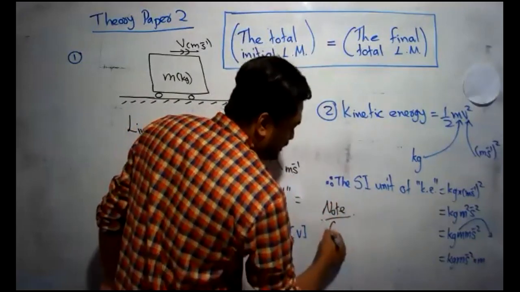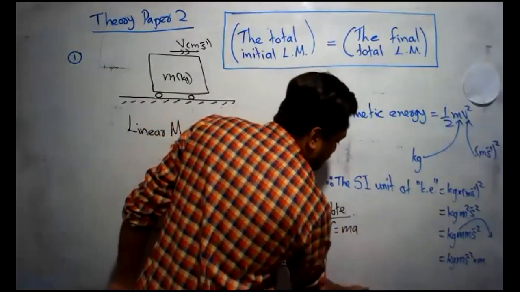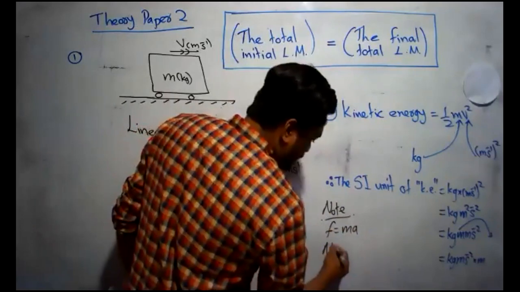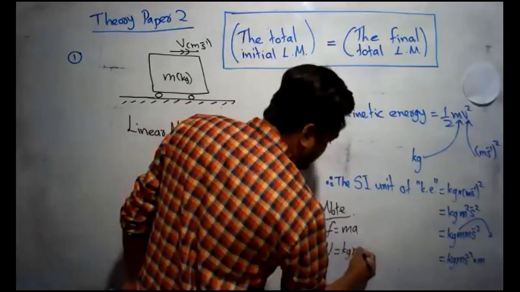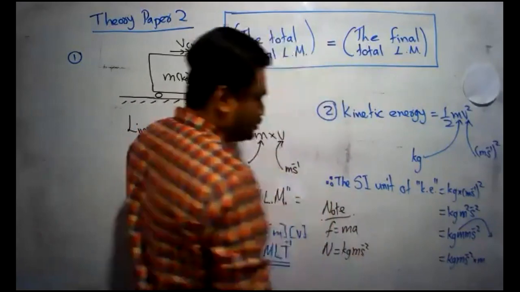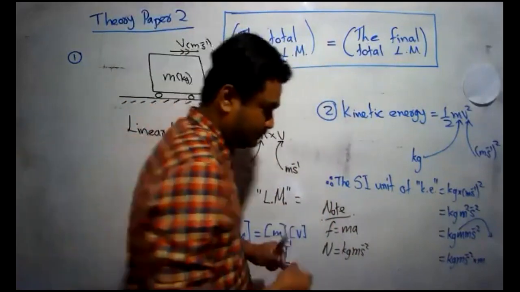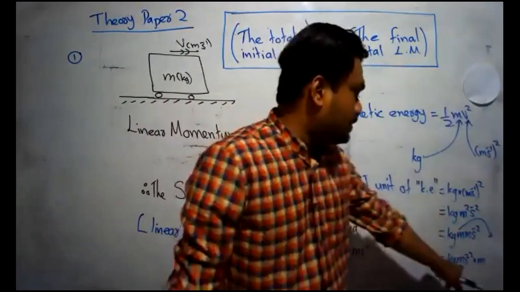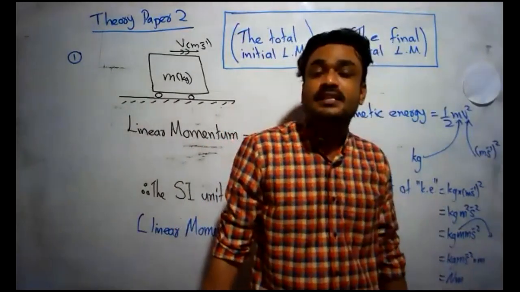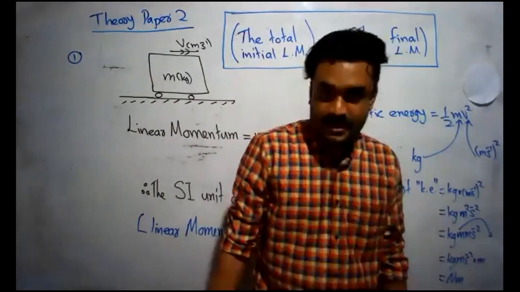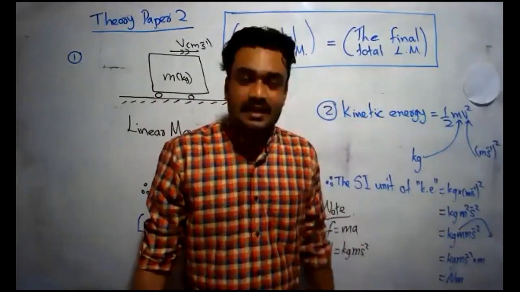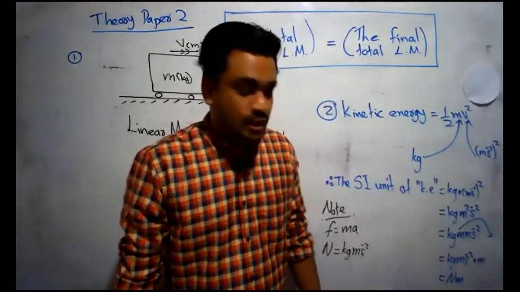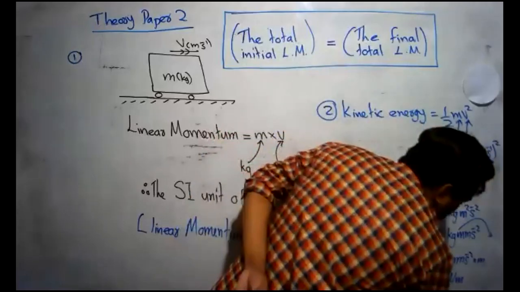Do you remember Newton's second law of motion? F equals ma. So force is measured by Newton, mass kilogram, acceleration ms minus 2. So kg ms minus 2 means Newton. So Newton meter will be that. Newton meter is the SI unit of kinetic energy. But as an honor to the scientist Joule, all the forms of energy are named as Joule. So finally, we can write Joule.